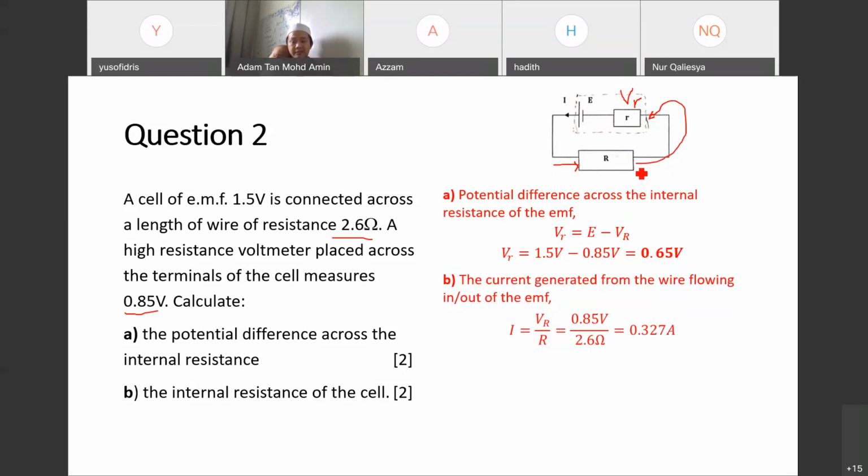So kalau benda ni dalam series, maknanya I into the R must be equals to I out of the R. So the internal resistance of the cell, we can use V equals to IR, where R is equal to 2 ohms. Is that okay?